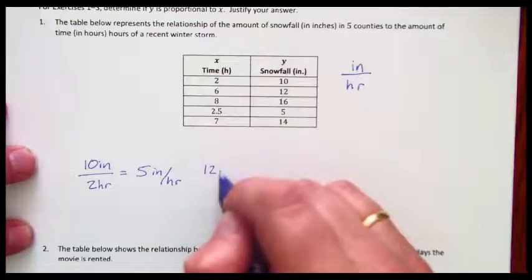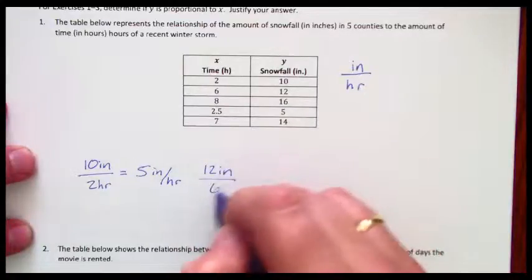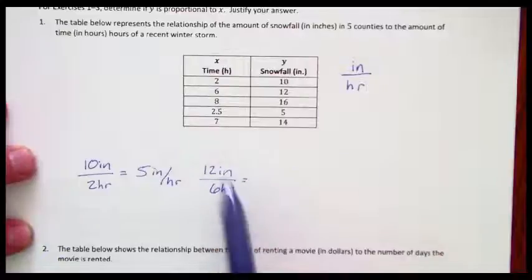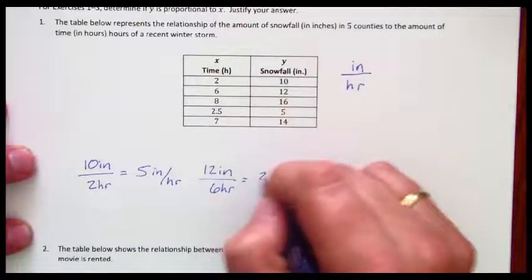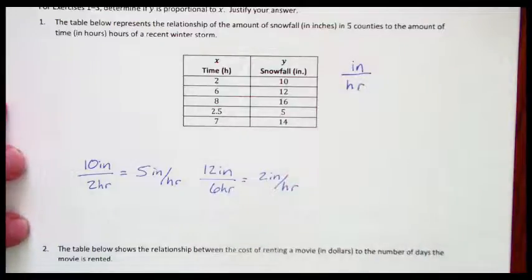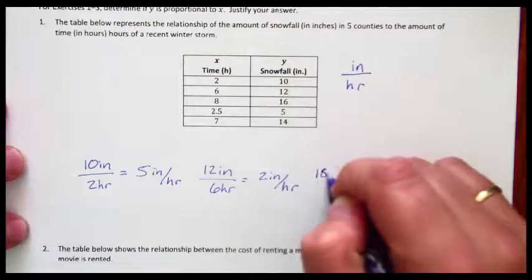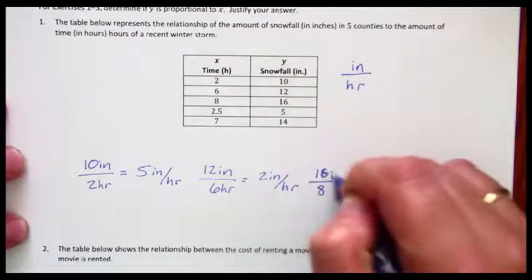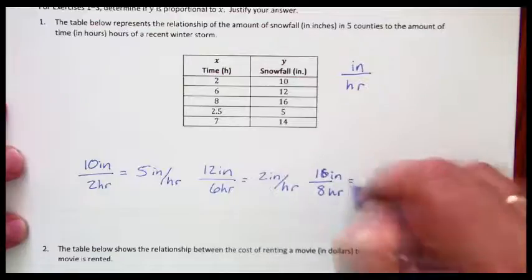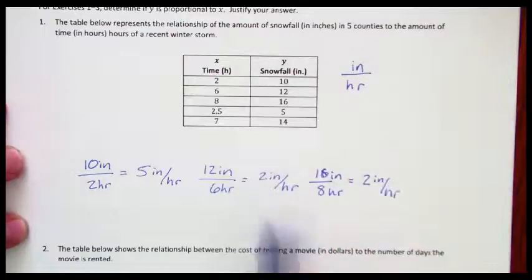In the second county, we had 12 inches in 6 hours. If we divide that, we get 2 inches per hour. That was the rate of snowfall in that county. In the third county, it was 16 inches in 8 hours. If we divide that, that's 2 inches per hour. Now that's the same as the second county, but not the same as the first one.